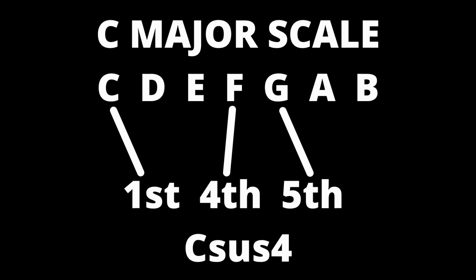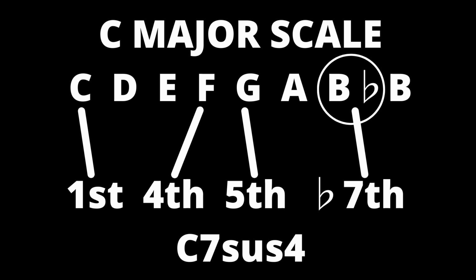If you remove the 3rd note from C major and replace it with the 4th note F, then you get a C sus 4 chord. And if you do the same thing with the C dominant 7th chord, then you get a C 7th suspended 4th chord.